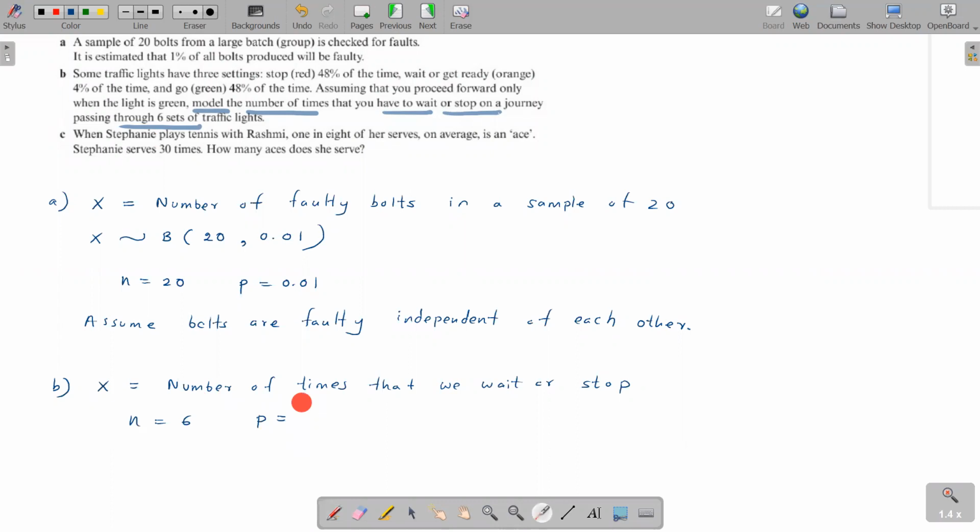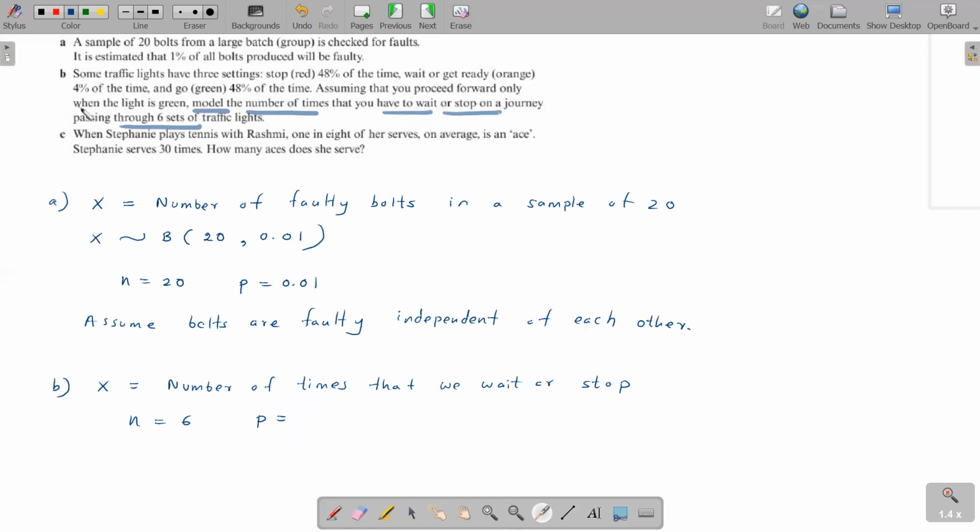The important thing here is you calculate the probability with respect to what you are modeling. What are we modeling? You are modeling the number of times that we wait or stop. So what's the probability of waiting? I think you can see waiting and stopping. Stopping probability is 48%. Waiting is the orange light, which is 4%. The other one is the green, where you go forward. So stopping or waiting is the red light or the orange light, which is 48% and 4%.